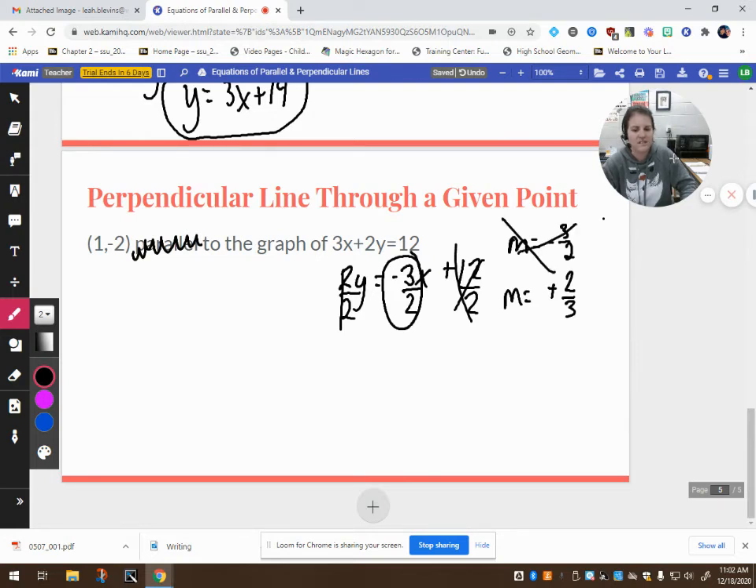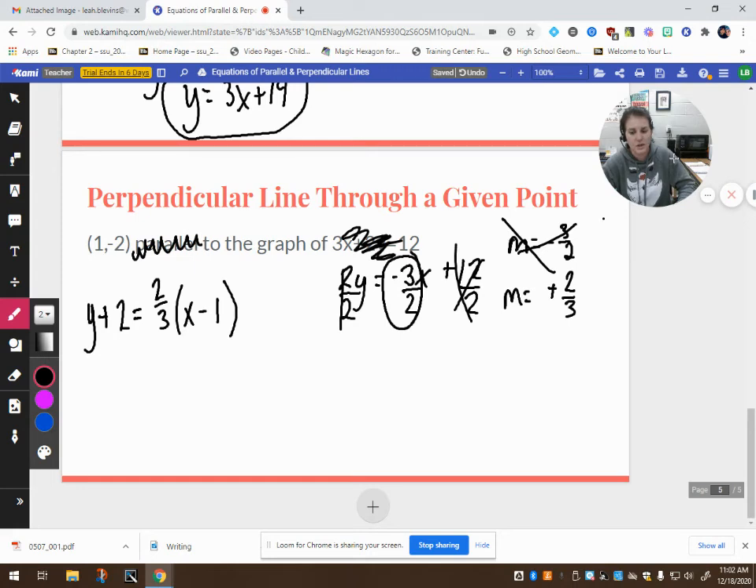Now I'm done with this. That's the only reason I needed this, was to be able to find the slope. Now that I know the slope, I'm going to use my new slope that I found, and I'm going to use my point. Again, I've got the point and I've got the slope. Y minus the y coordinate, minus the -2 becomes a positive, equals my slope of 2/3 times x minus the x coordinate. And technically, we could stop here.